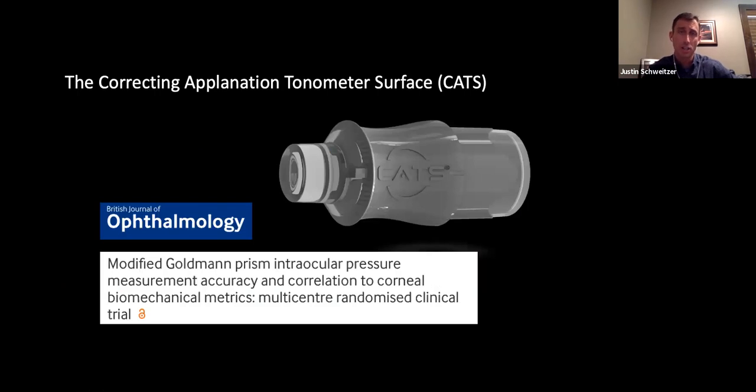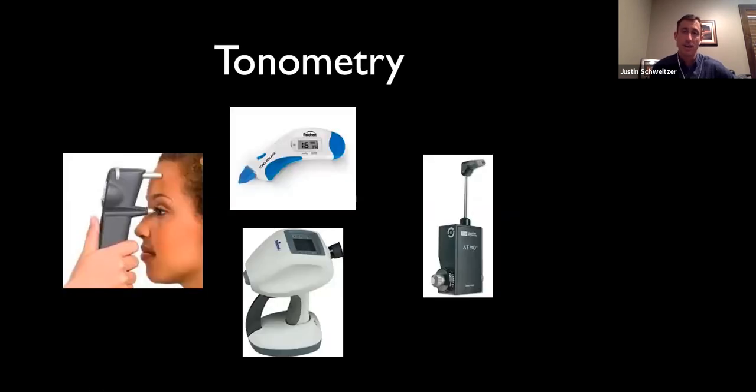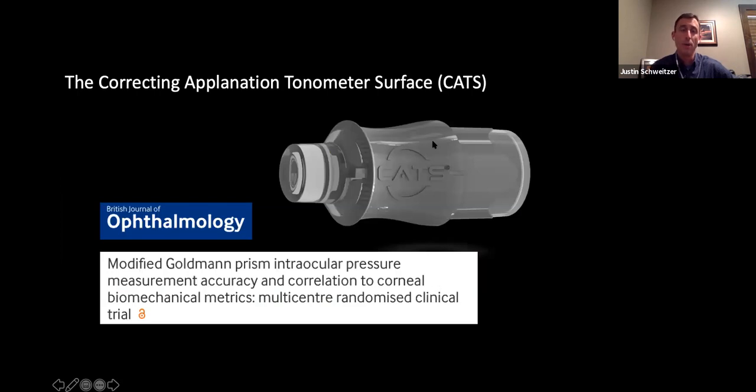This was launched in October. This is called the CATS tonometer, or the correcting applanation tonometer. This fits right into the housing unit of your traditional Goldman applanation tonometer. So it goes right in this section right here. This tip comes out, okay? And then this tip will go in there.